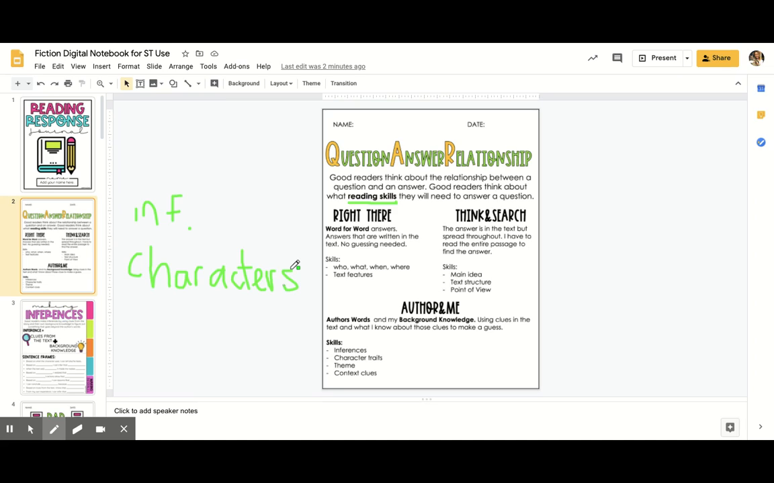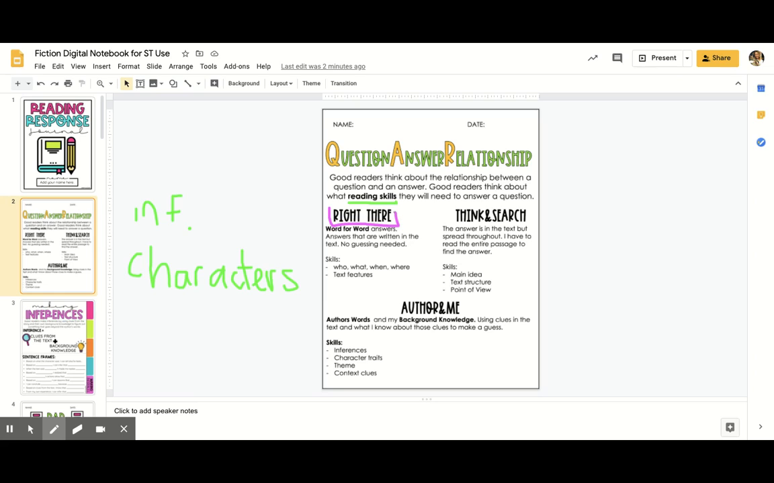Characters, right? Learning about characters. That's a reading skill. And so all of these together, they are skills that we have as readers to help us answer questions about what we're reading. So there are 3 types of answers, okay? There are right there answers.